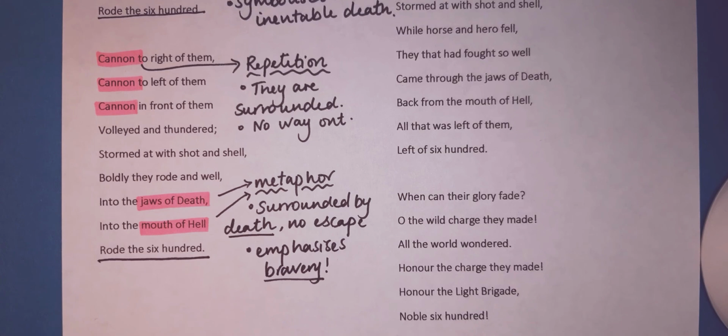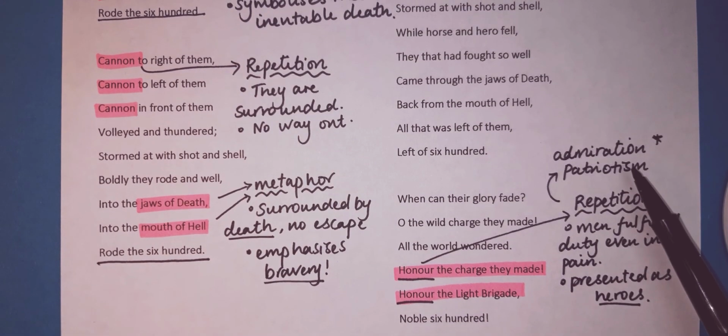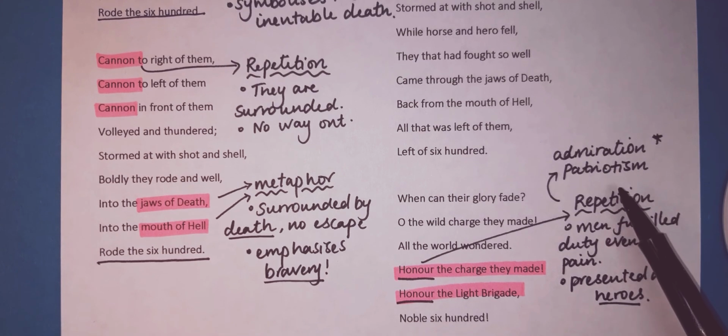Now the next quote is here. So it's in the last stanza, and we're looking at the repetition of "honor." And this links into the attitude of admiration. And it symbolizes presenting the men as heroes. So the men had a duty, and even in pain, they fulfilled their duty, and now they're seen as heroes. So this repetition is emphasizing how admiring and how amazing these men were, who knew they had no chance, but they still fought for their country. So patriotism as well. So 2 of the attitudes are shown at the end, so admiration and patriotism.